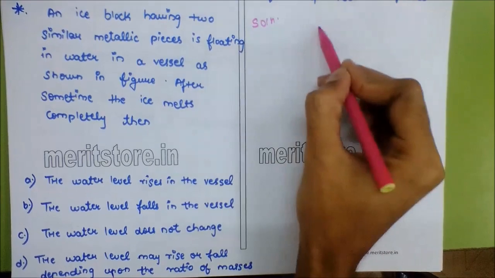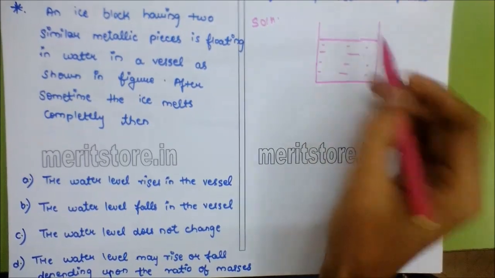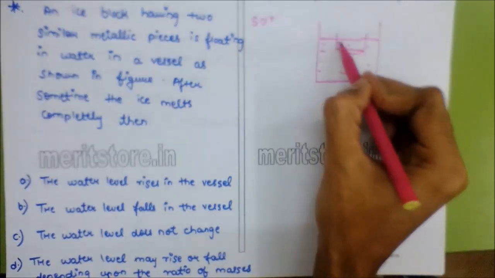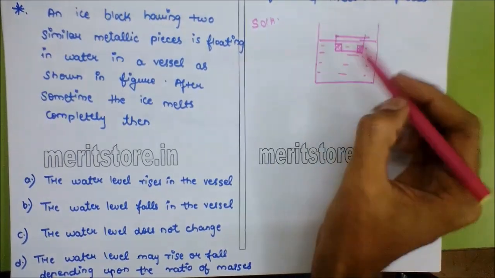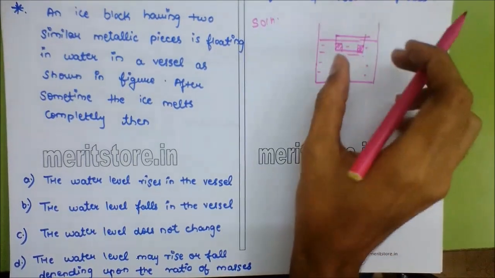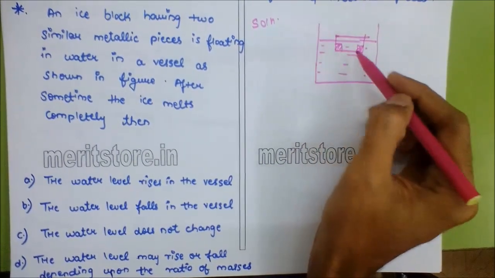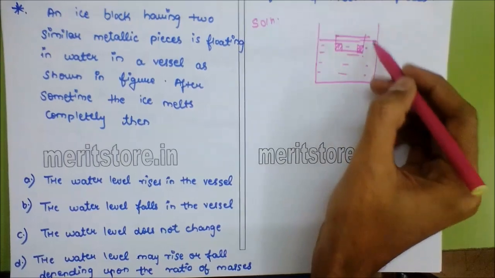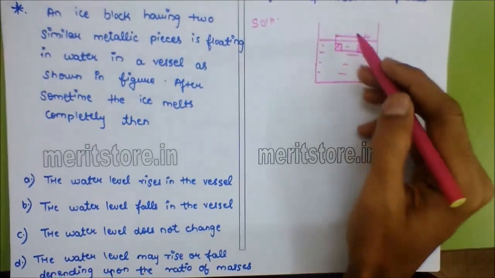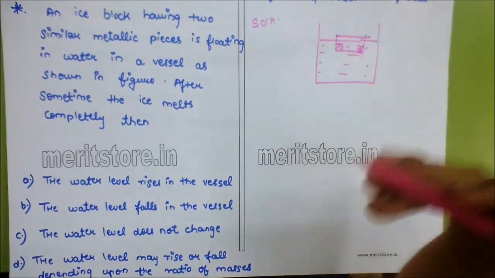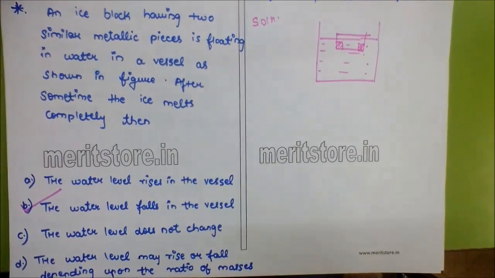Okay, so basically what we have is a vessel out here in which there is water. Okay, and then we have an ice block in which we have two similar metallic pieces of the same masses, and this ice block is going to melt. So when we keep the ice block with the metals inside, due to the weight of the metal pieces and the ice block together, it will raise the water level in the vessel itself. So after the ice starts melting, the water level will start slowly decreasing. So the water level in the vessel falls. Okay, so the correct option is B.